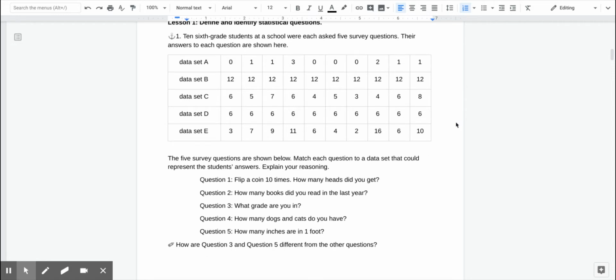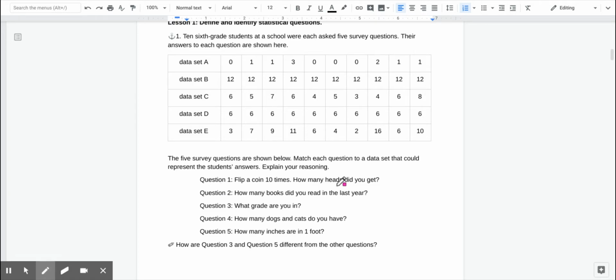In this first anchor problem, we're asked to connect 5 different data sets with 5 different questions. So we can simply start by reading one question at a time and trying to identify what type of answer it would give us.